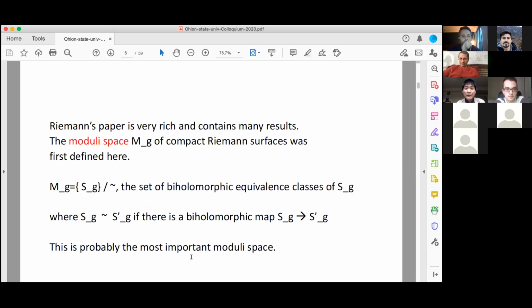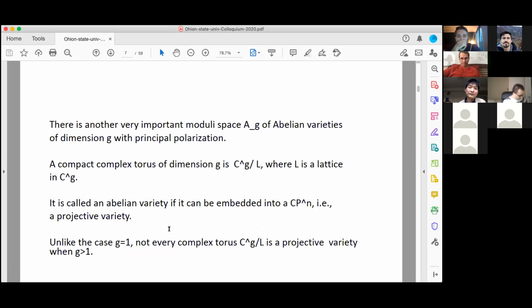Now, Riemann's paper is very rich. It contains many things. One particular thing is he introduced the notion of moduli space. The moduli space M_g of compact Riemann surfaces of genus g was first defined here. So M_g is the set of biholomorphic equivalence classes of compact Riemann surfaces, where two Riemann surfaces are equivalent if there is a biholomorphic map between them. This is probably one of the most important moduli spaces in mathematics.